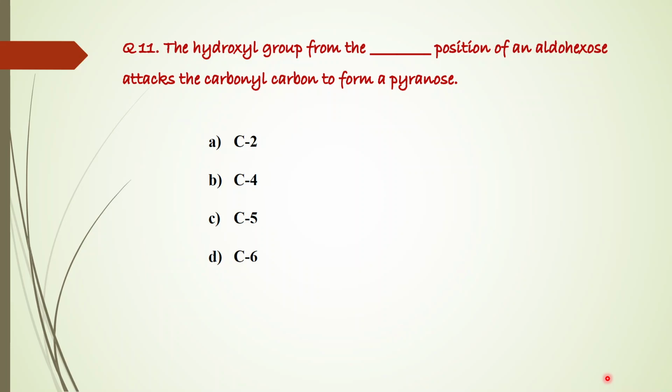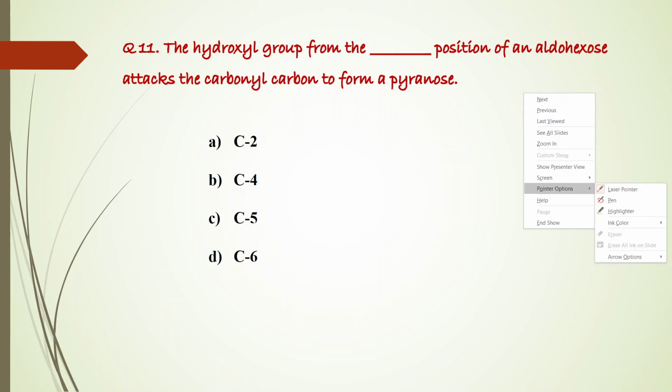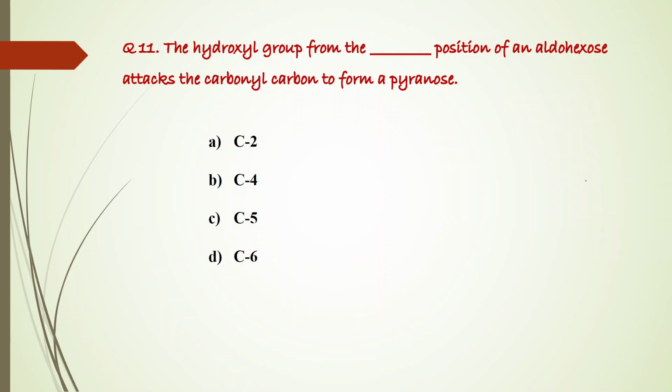Oh, a similar question we have already discussed. The hydroxyl group from what position of an aldohexose attacks the carbonyl carbon to form a pyranose? So in the previous question we were asked about furanose. Now in this question they are asking about pyranose. Pyranose means you have a 6-membered cyclic ring containing an oxygen atom. That's why they are called pyranose.